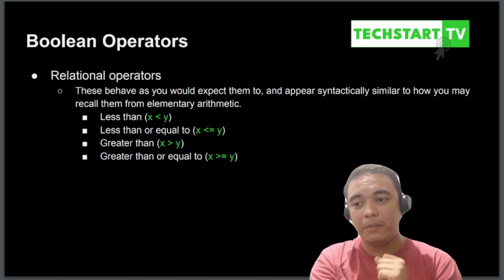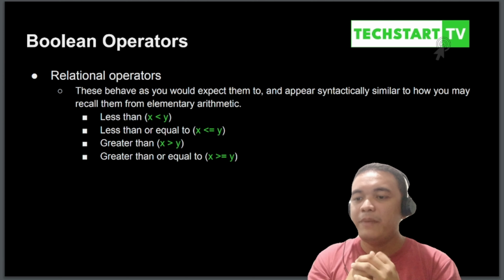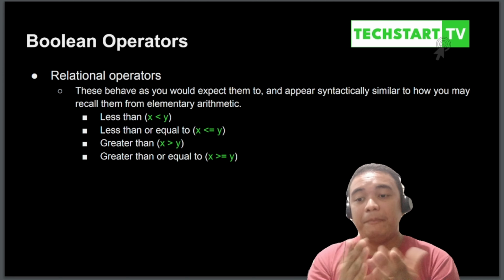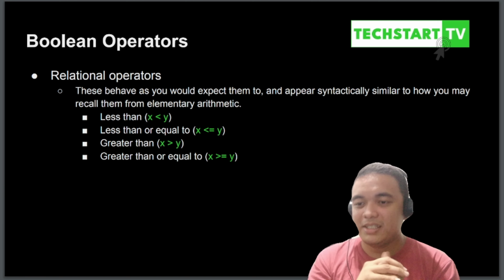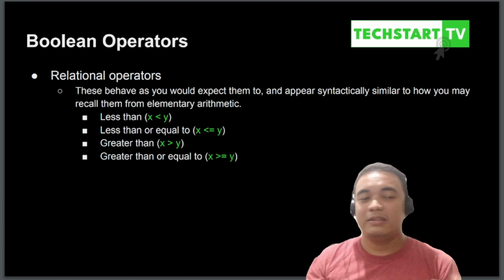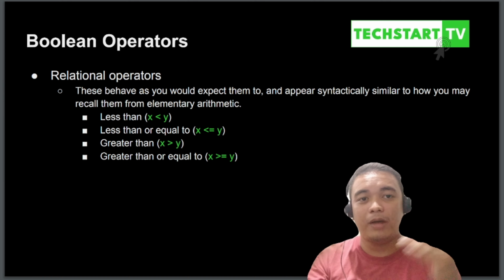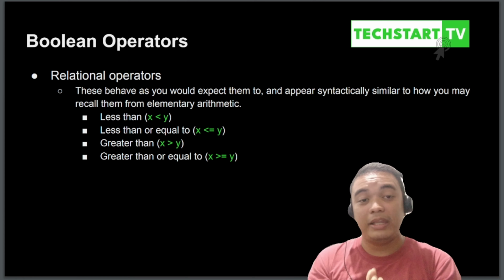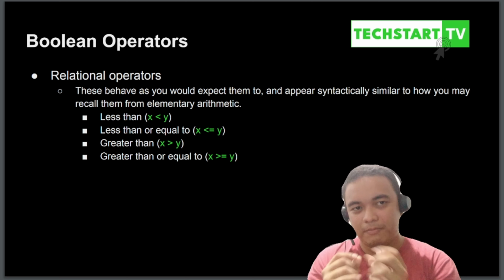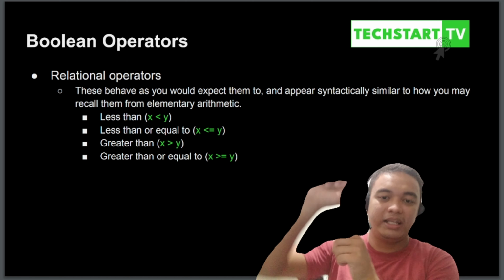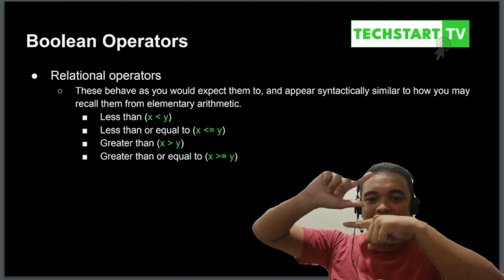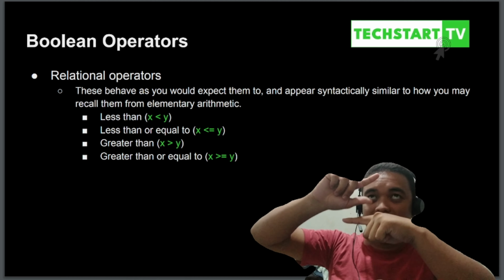Sunod ang gitawag nga mga relational operators. These behave as you would expect them to and appear syntactically similar to how you may recall them from elementary arithmetic. Kaning mga symbols diri, kaning less than, greater than, makita nato from our previous years sa eskwelahan. Nalahi lang diri kaning less than tapos equals. Kung sa eskwelahan, kung mag-write ta ug less than or equal, butangan lang nato sa line under, di ba.